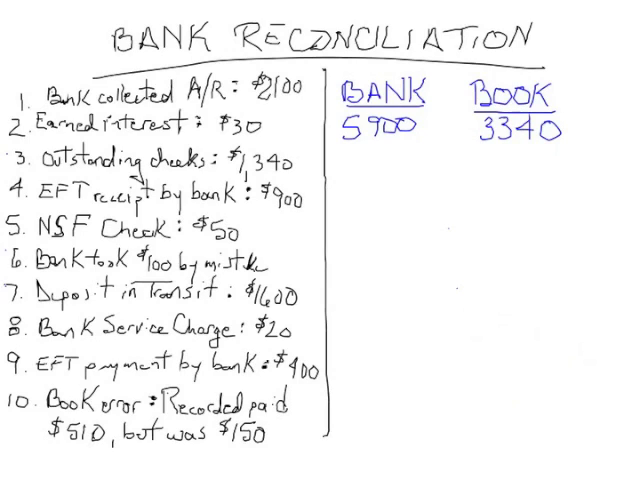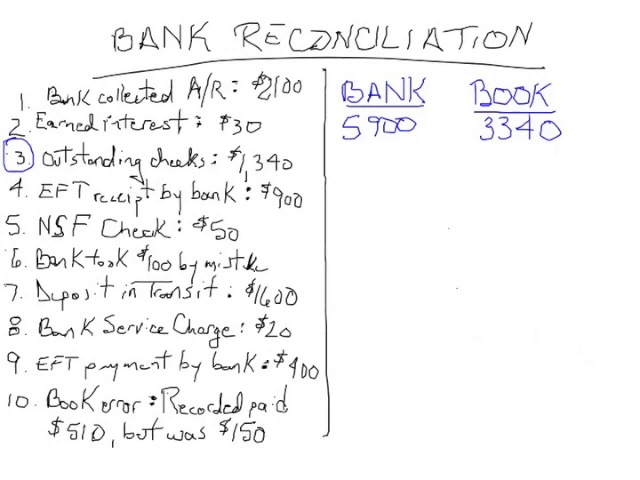Number 1 is not a deposit in transit. It's not a bank error. And it's not an outstanding check. Nor is number 2. But look, number 3, outstanding checks. That's an adjustment to the bank. The fourth one isn't. The fifth one isn't.